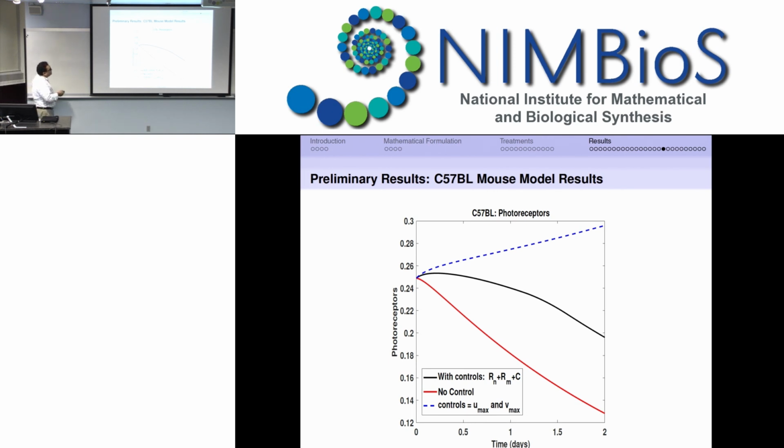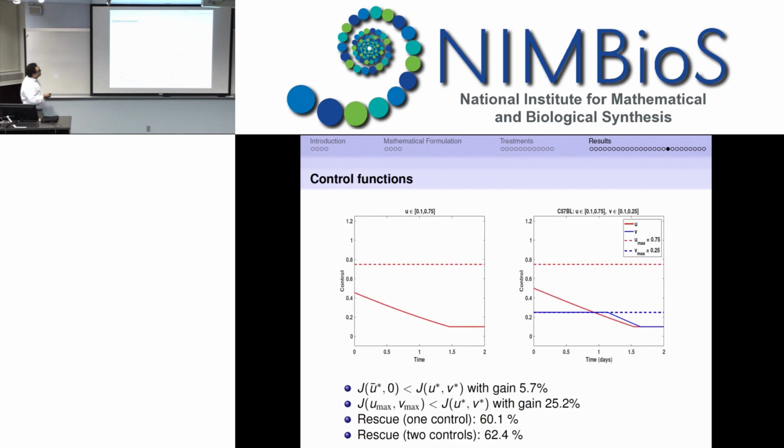This time, the dashed blue line represents the solution when we have both controls set to the maximum dosage. This solid black line is our solution obtained with optimal control, and the red curve is when no treatment or no control was incorporated. So here are the control functions. We were comparing this also to the case where we only have one control, as opposed to two controls.